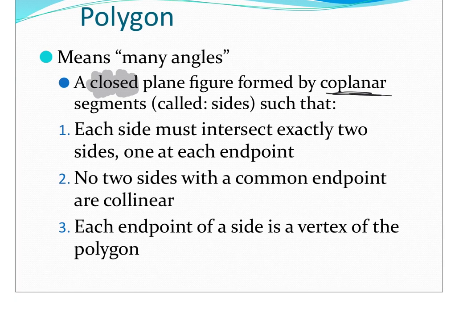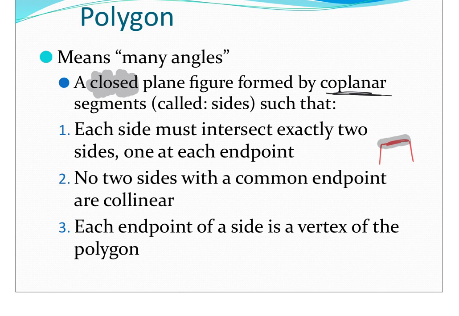So it says number 1, the criteria. Each side must intersect exactly 2 sides, 1 at each endpoint. What the heck does that mean? Draw a picture. Draw a side of a figure and draw 2 other sides that intersect that figure. All of your sides must look like this, okay? Do you see how the side in the middle, I will highlight it, intersects 2 other sides? It intersects this side here and this side here. No more, no less than 2. We good?